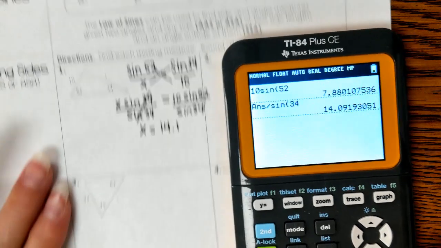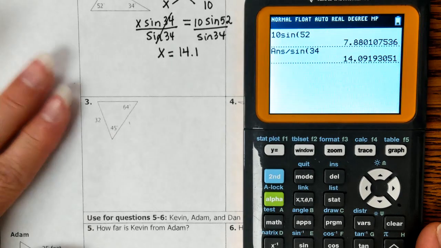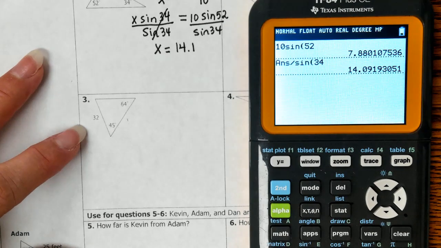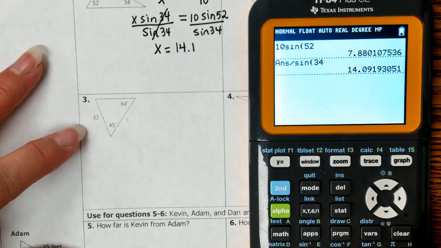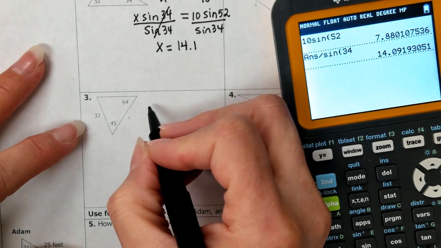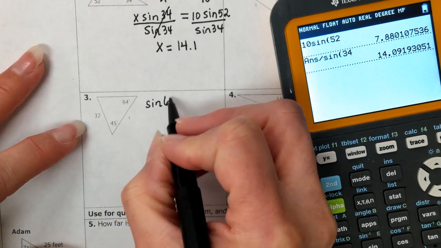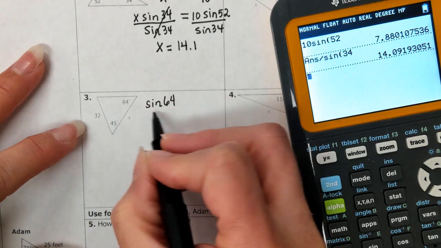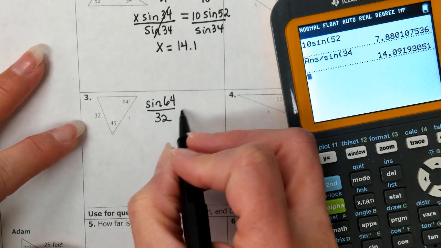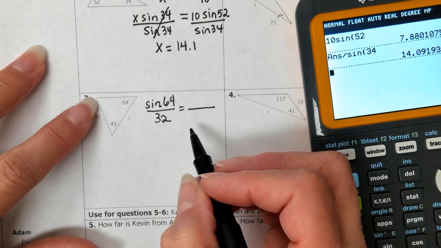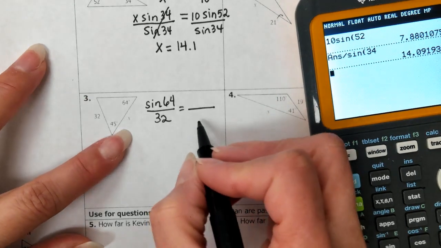Now, I'd like us to look at number 3. And in problem number 3, do we have opposites? Do you see any set of opposites? And what is it? Right, okay, we have sine 64 over 32. And it would equal sine of, we don't know that one, over X.